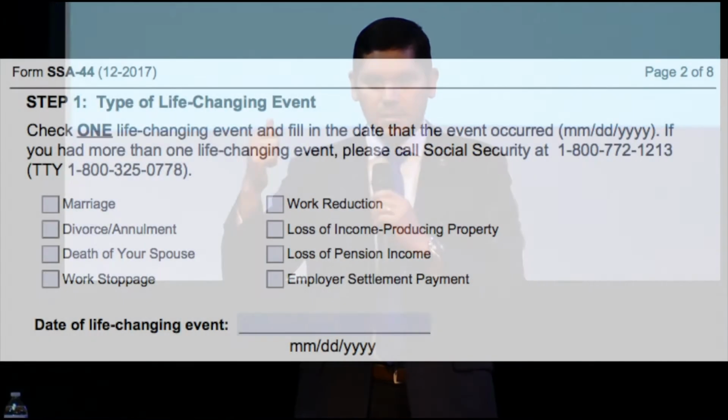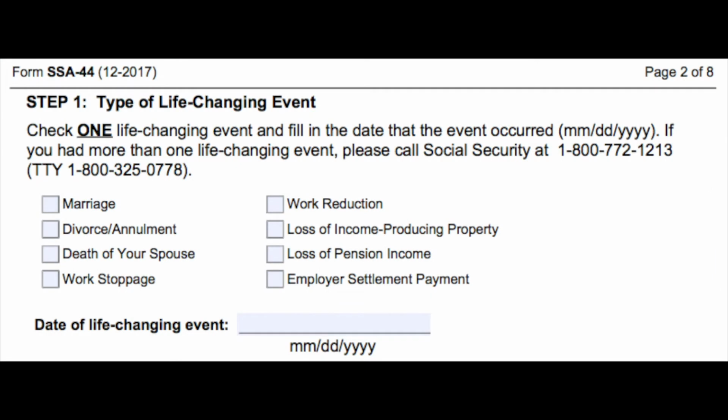The 44 will actually walk you through, hey, you pay extra Medicare premiums based on your adjusted gross income. However, if you have a life-changing event like retirement, like marriage, like losing your spouse, then you can actually qualify and get your Medicare premiums reduced down.